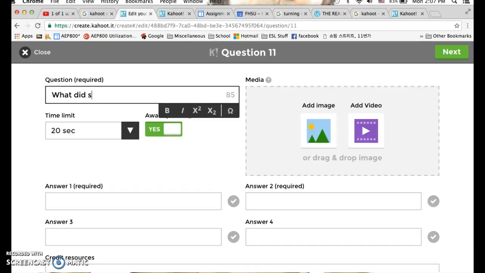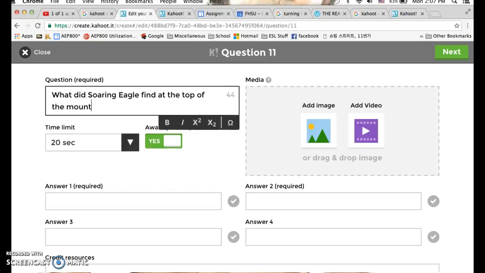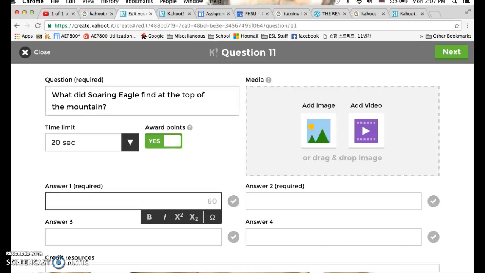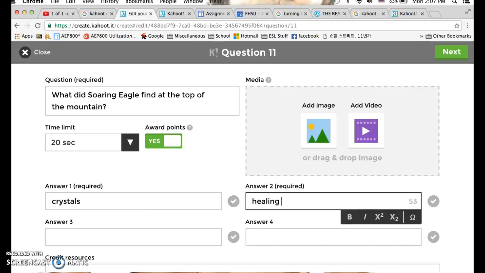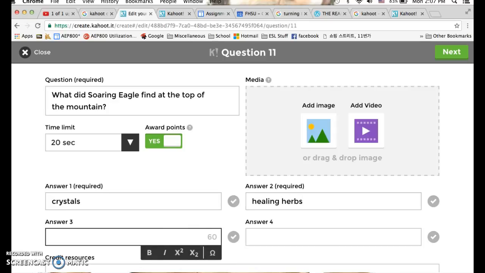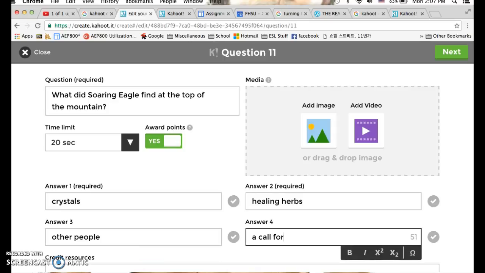What did Soaring Eagle, sorry guys, find at the top of the mountain? So let's give him crystals, healing herbs, other people, or a call for help. Okay, and this is the right answer.